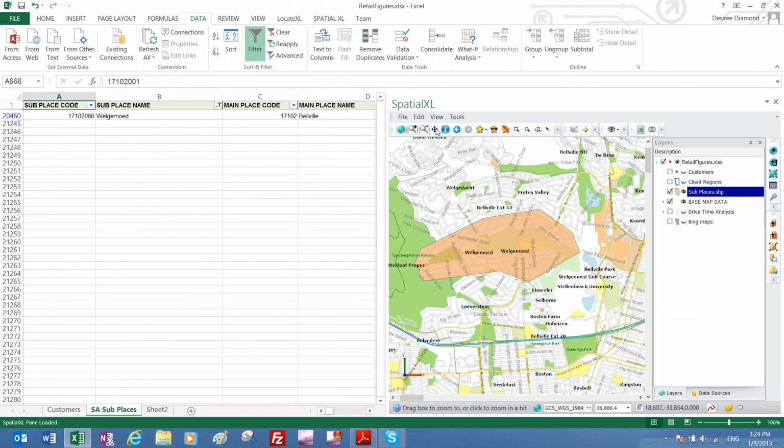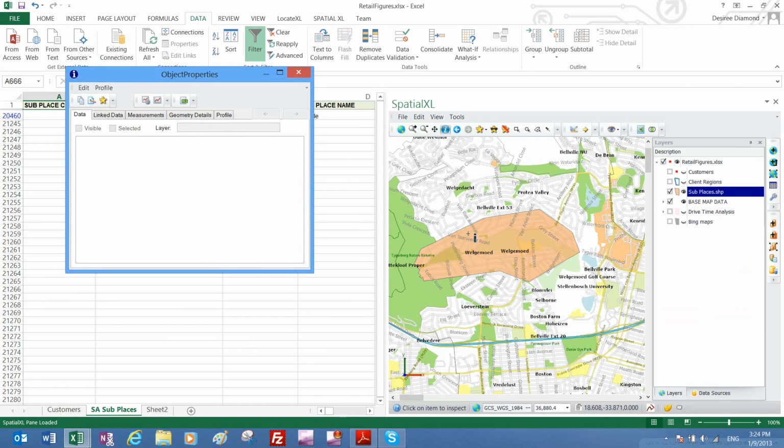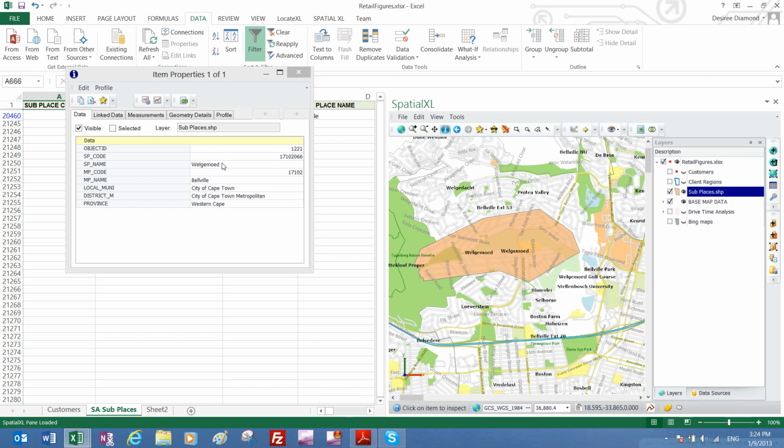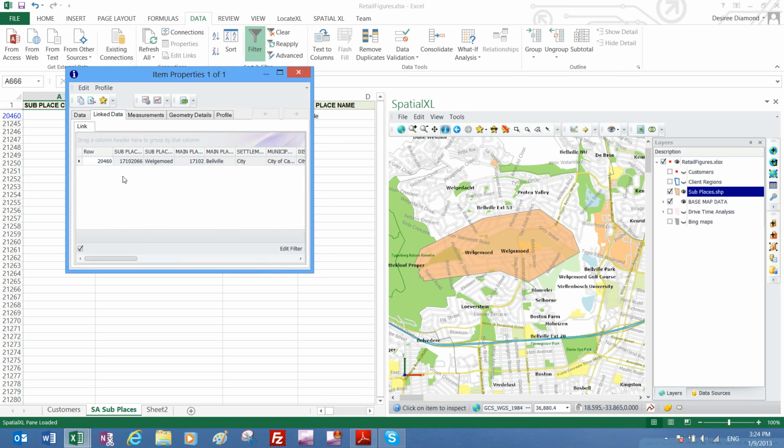Again, by identifying, I can see this area over here, and through looking at my link data, I can see what the area size is, the total population, total households, and other demographics information for this area.